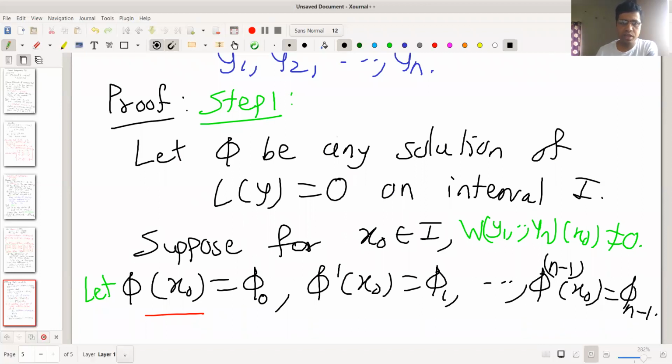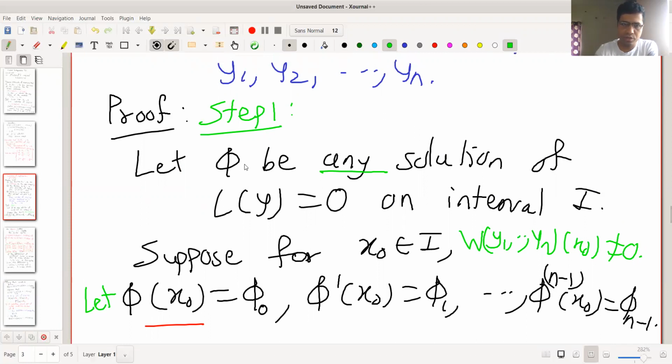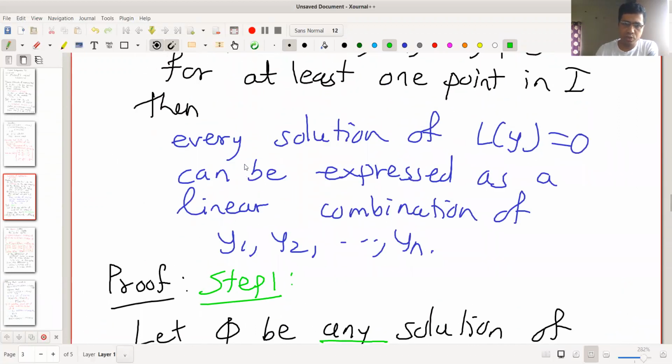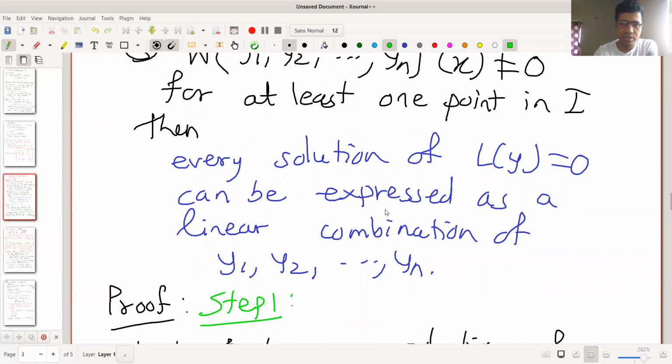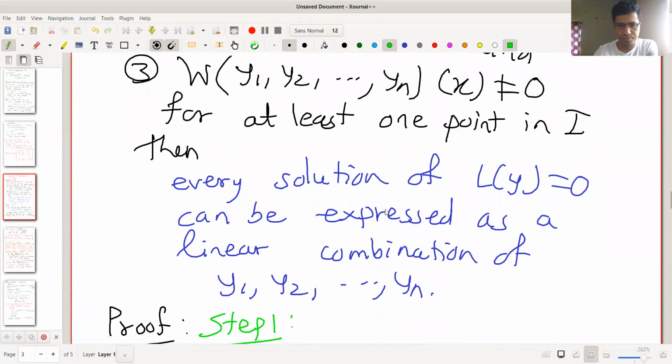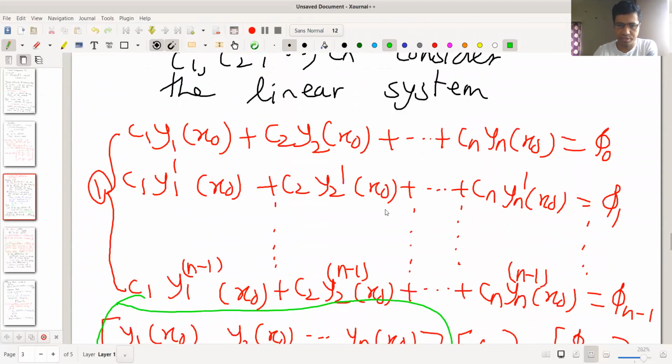Okay, so phi of any solution, and we have shown that there are constants c1, c2 and so on cn such that phi is c1 y1 plus c2 y2 plus and so on cn yn. So every solution of L of y equal to 0 can be expressed as a linear combination of y1, y2 and so on yn. Okay, so the important condition is that the Wronskian is non-zero. So we proved this result.